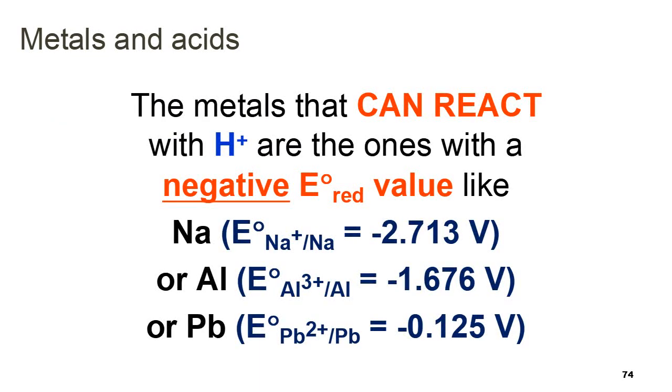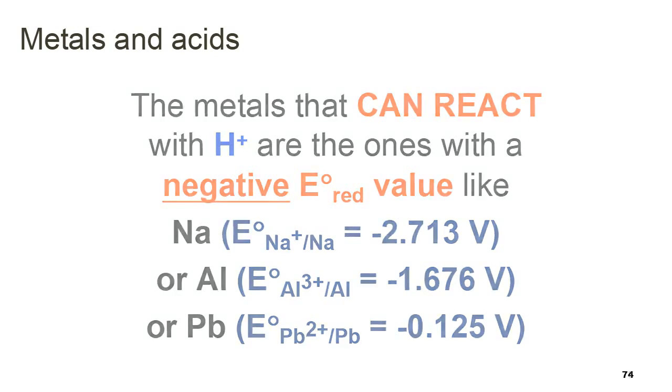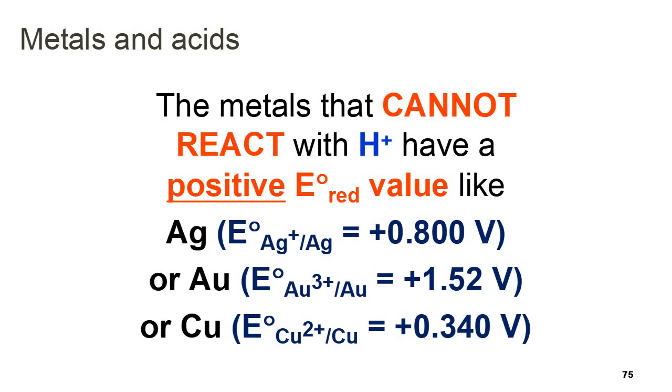The metals that can react with hydrogen ions are the ones with a negative electrode reduction potential value, like sodium, aluminium, or even lead. The metals that cannot react with hydrogen ions of an acid have a positive electrode reduction potential value, like silver, gold, and copper.